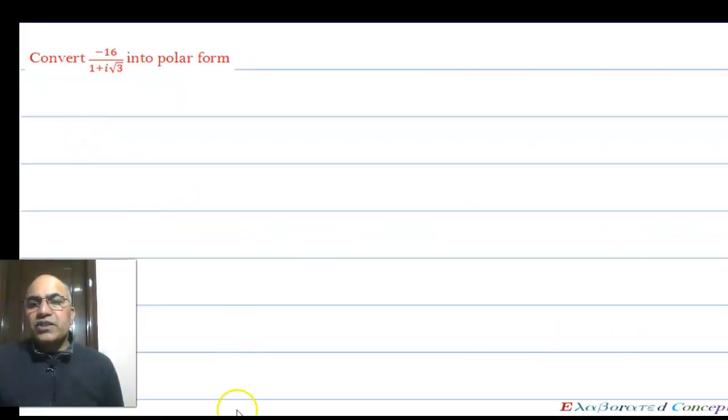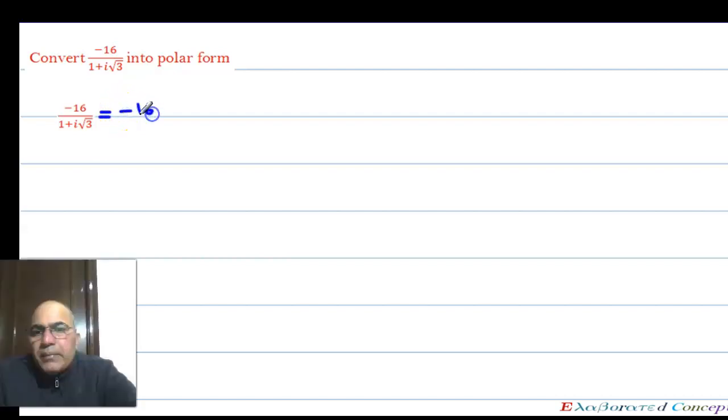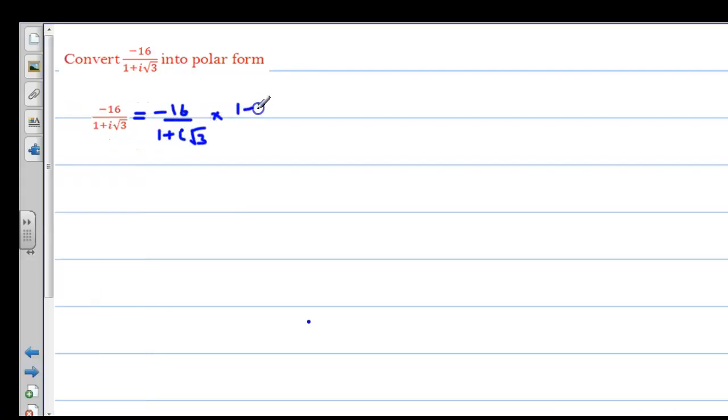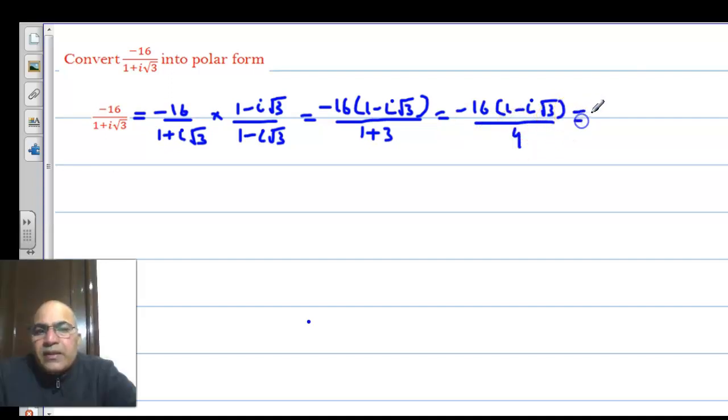To convert minus 16 upon (1 plus iota root 3) into polar form, first of all, we realize this expression by multiplying and dividing it with the conjugate of the denominator, 1 minus iota root 3. We get minus 16 times (1 minus iota root 3) upon 1 plus 3, which is equal to minus 16 times (1 minus iota root 3) upon 4. Now cancelling 4, we get minus 4 plus iota 4 root 3.